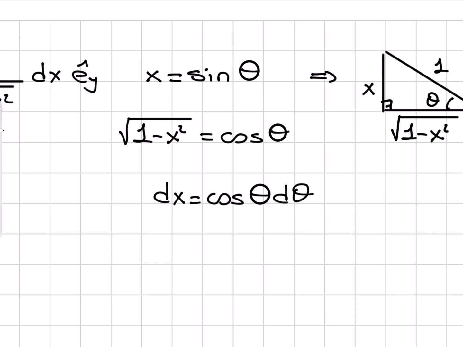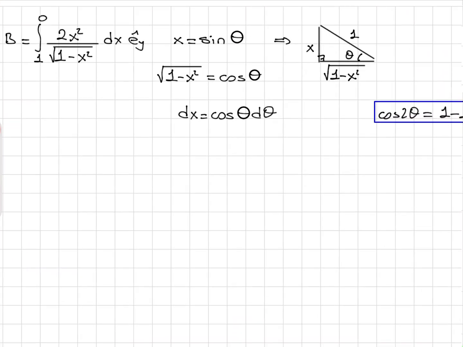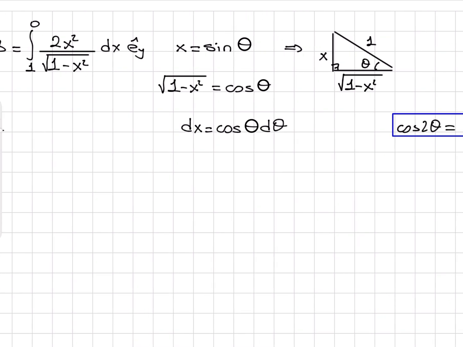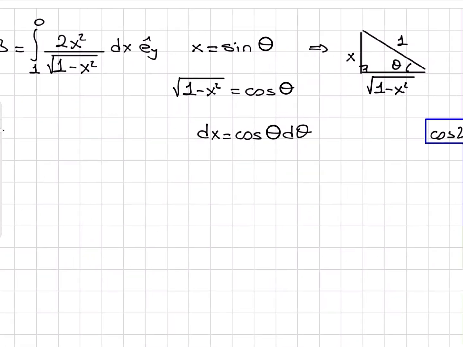So the other thing I have to pay attention to is when x is 1, theta is pi over 2. When x is 0, theta is 0. So this is going to give me for b the integral from pi over 2 to 0, because x equals 1 corresponds to theta equals pi over 2, and x equals 0 corresponds to theta equals 0.